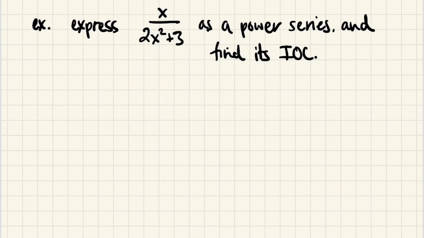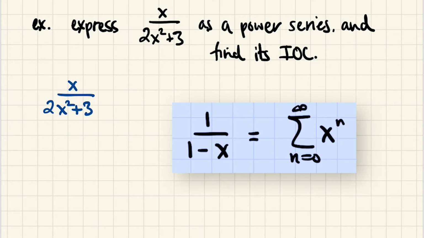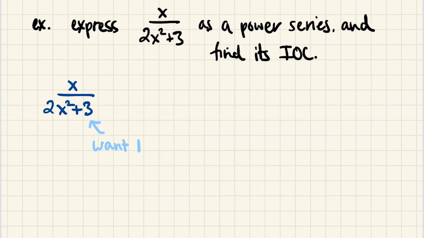Okay, let's also express this function as a power series and find its interval of convergence. So again, it is reminiscent of the form 1 over 1 minus x. So what do we want? Well, we want a 1 here, don't we? Not a 3. So what we're going to do first is factor a 3 out of the denominator.